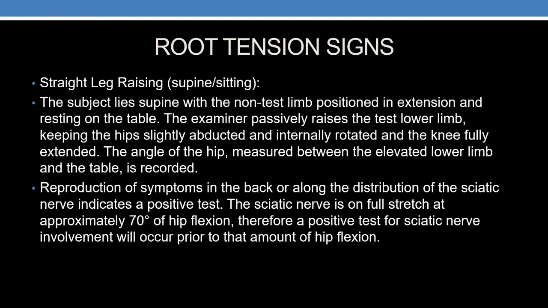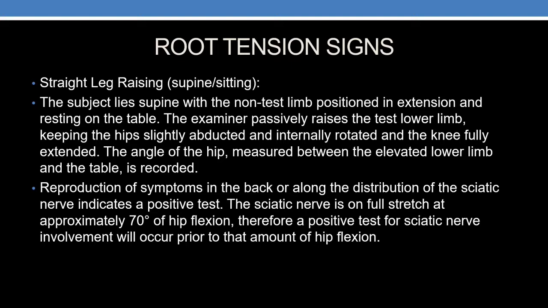The angle of the hip, measured between the elevated lower limb and the table, is recorded as your measurement of straight leg raising angle. Now, reproduction of symptoms in the back or along the distribution of the sciatic nerve indicates a positive test.